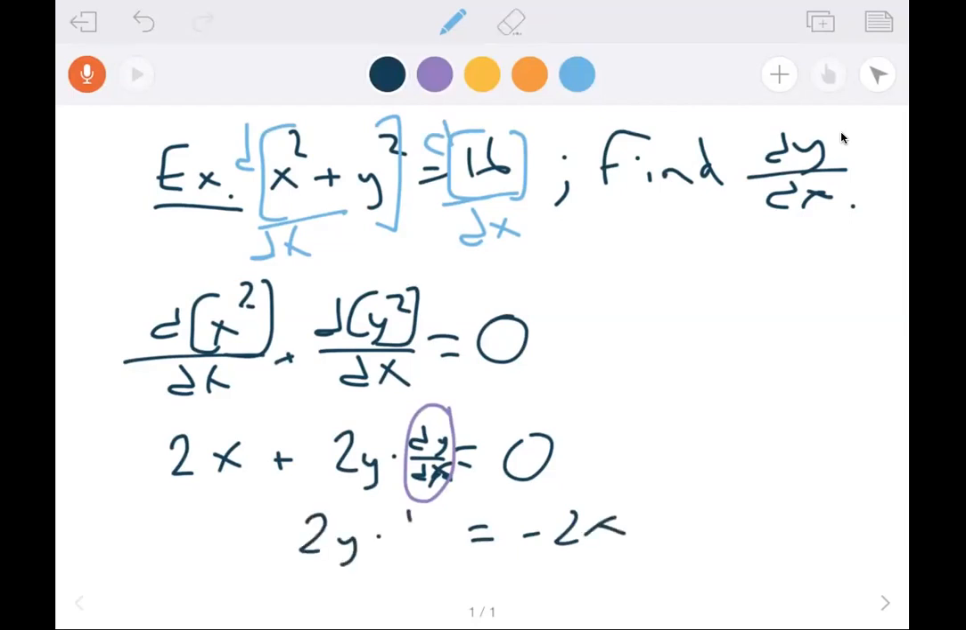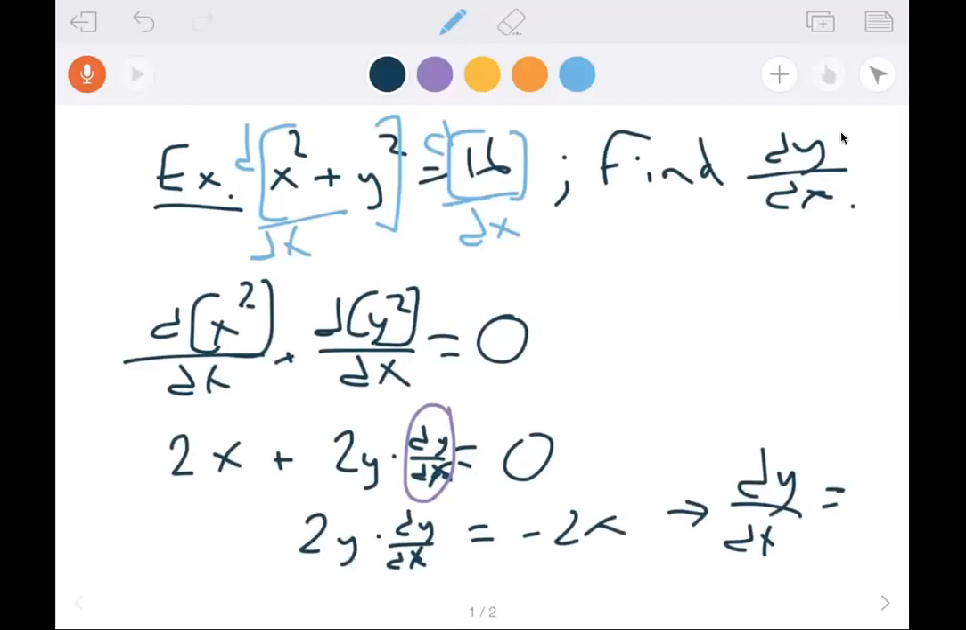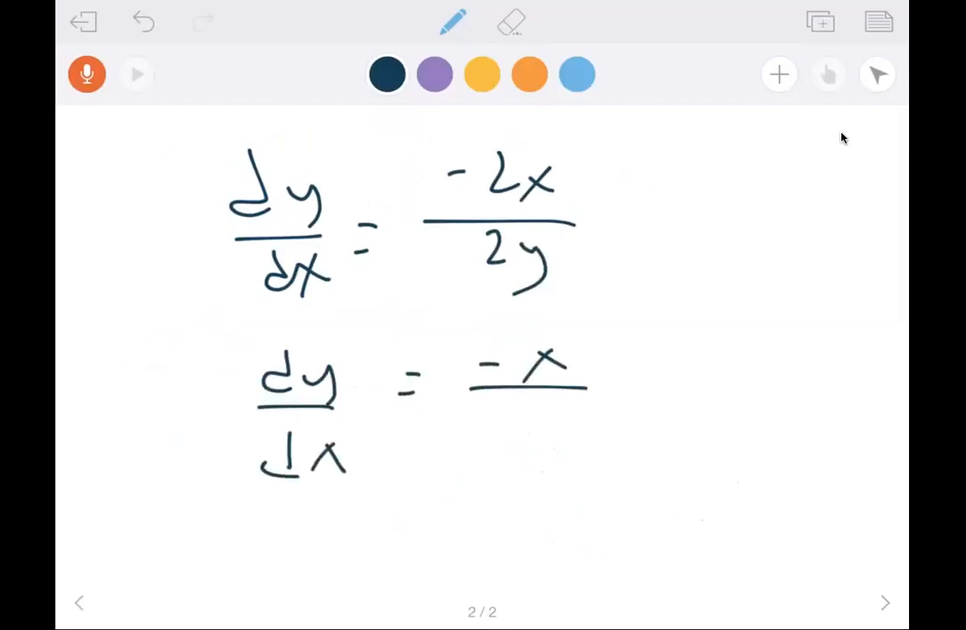So I have 2y times dy/dx equals negative 2x. My final step is to divide through by 2y. I'm going to go to my next page here, just so I've got a little bit of room. If I look back, I've got negative 2x divided by 2y. Cancel those 2's, and this tells me my derivative is negative x over y.